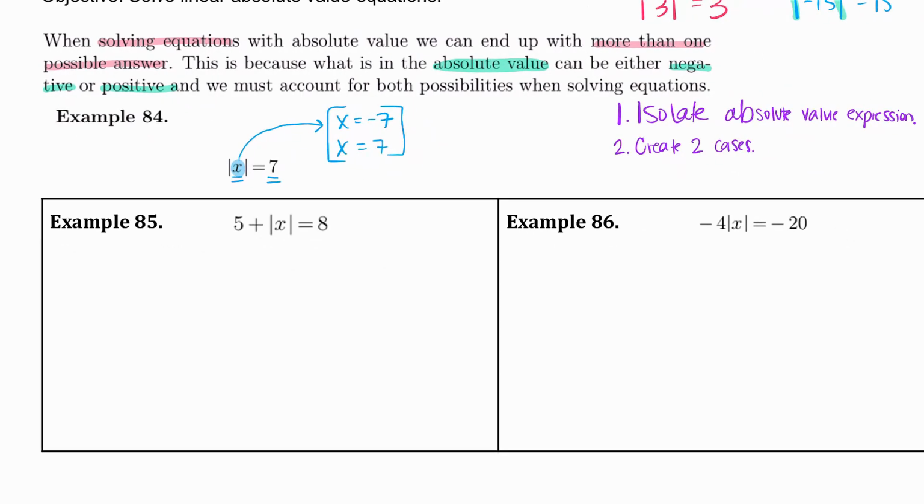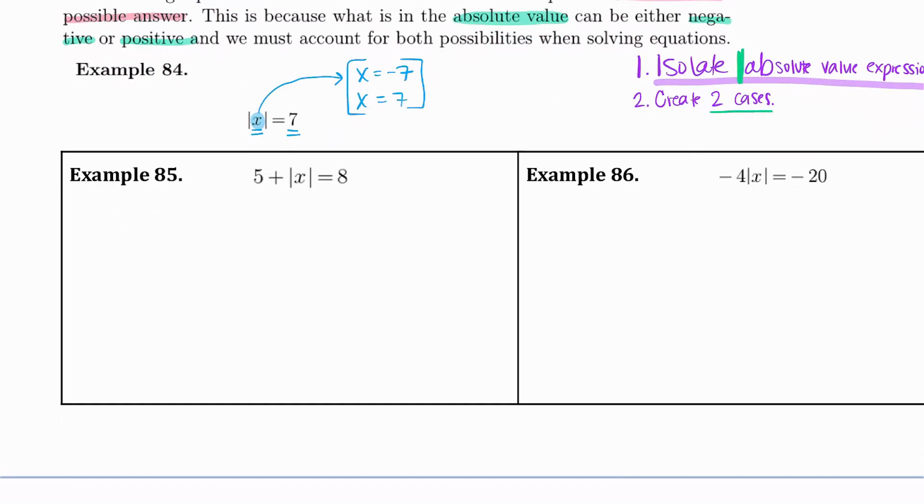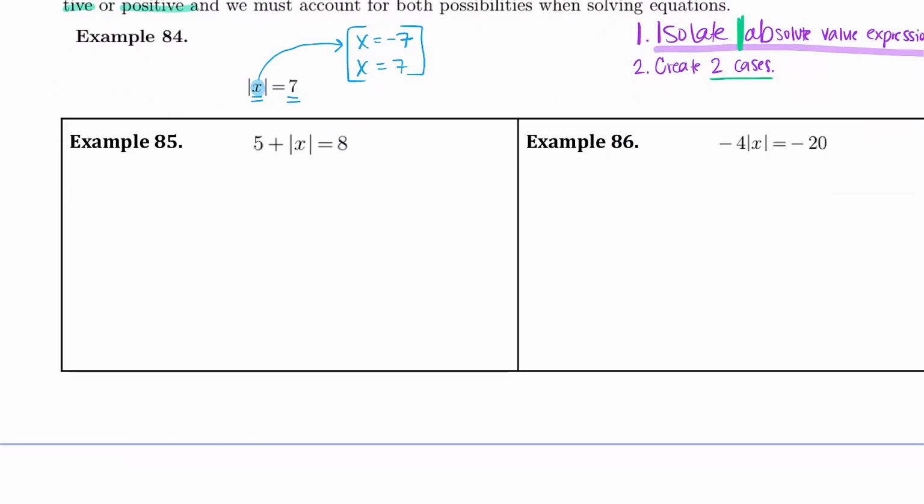A couple steps here, because they're not all going to be quite that simple, quite that straightforward. When we're solving absolute value equations, the first thing we're going to do is isolate the absolute value expression. When I say absolute value expression, I'm talking about the thing inside those absolute value bars. We want that on a side all by itself. Once we do that, we're going to create our 2 cases. We're going to say, okay, maybe what's on the inside is positive, maybe what's on the inside is negative. So let's look at a few of those where we have to isolate our absolute value first.